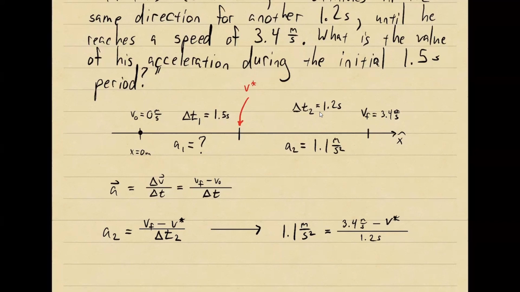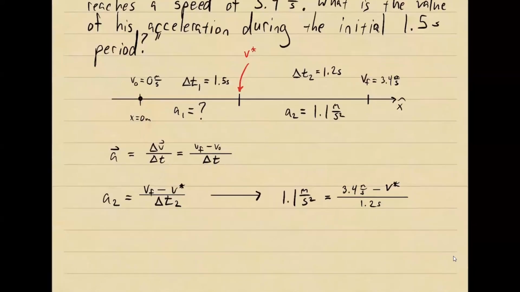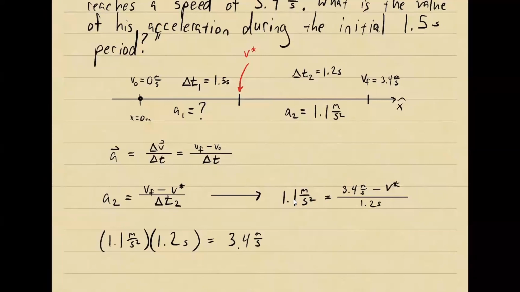And so we can manipulate this equation to figure out what velocity this dude was moving at the point where he decided to change up acceleration. So we can figure out what v star is, and then from there we can work backwards. If we multiply both sides of this equation by 1.2 seconds, we get 1.1 meters per second squared times 1.2 seconds on the left-hand side. And on the right-hand side, we have 3.4 meters per second minus v star.